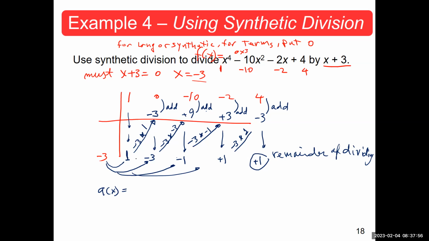So the coefficients 1, -3, -1 and +1 are the coefficients of the answer. So 1 means x to the power 3. Now -3, we go down by one power, to power 2. Then -1 multiplied by x, -x. Then the last number is +1. That is your Q(x).